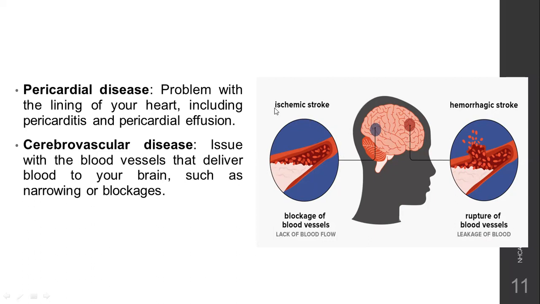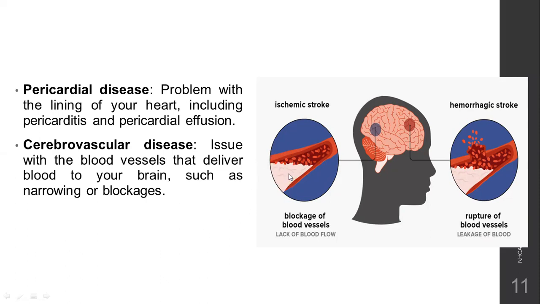Two types of stroke: ischemic stroke and hemorrhagic stroke. What happens in ischemic stroke? You can see here this white mass that is blocking the blood. There is a blockage of blood vessels, and the blood is not able to cross over and supply oxygenation to the brain cells wherever it is required.